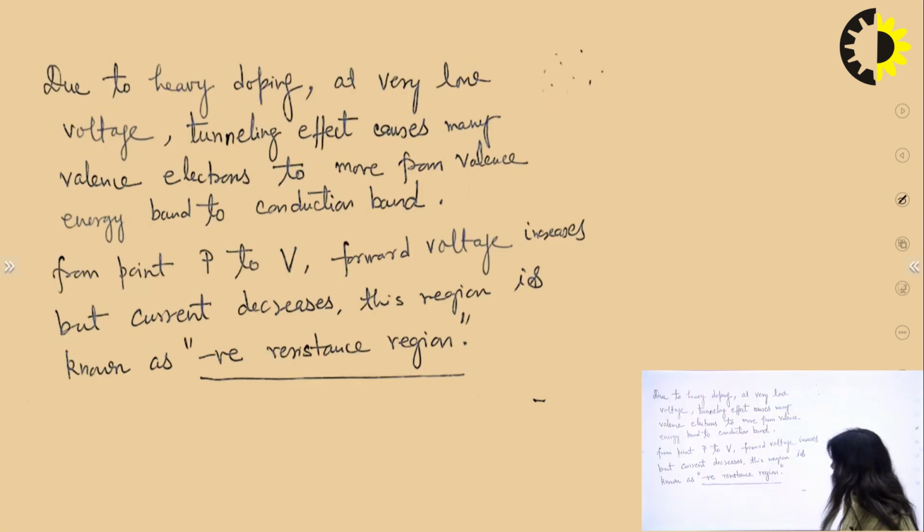That's it. A few more points we can write: that due to heavy doping, at very low voltage, the tunneling effect causes many valence electrons to move from the valence energy band to the conduction band. Some 1-2 lines for the tunneling phenomenon we can also write, so that the examiner doesn't think of cutting any mark. But from point P to V, forward voltage increases but current decreases. This region is known as the negative resistance region. Now the answer is complete for 2 marks, right?